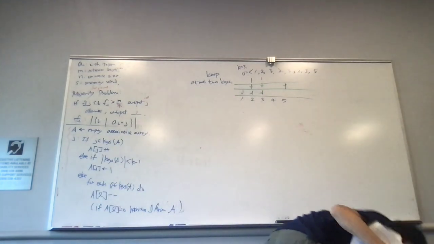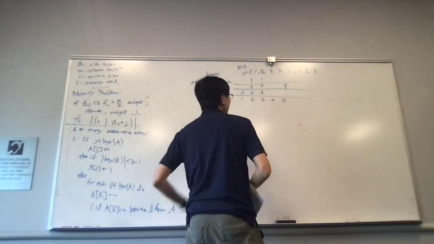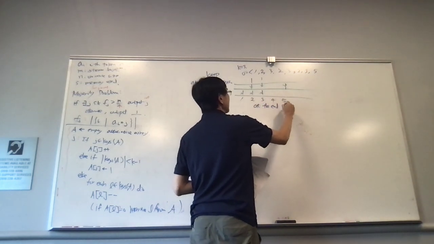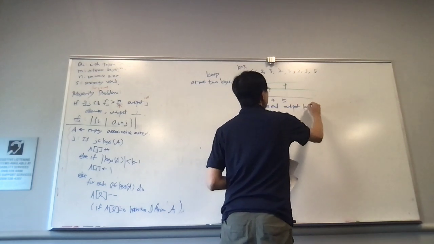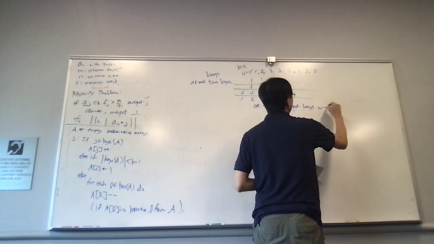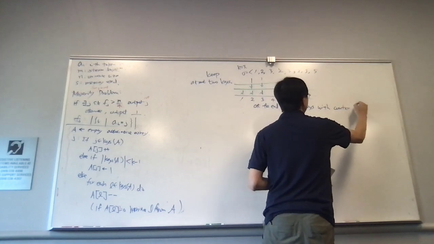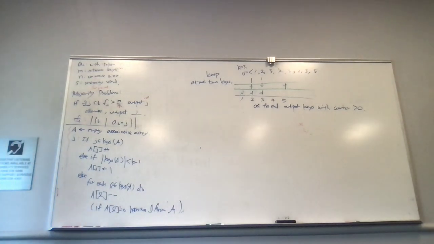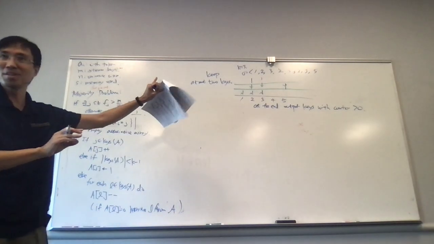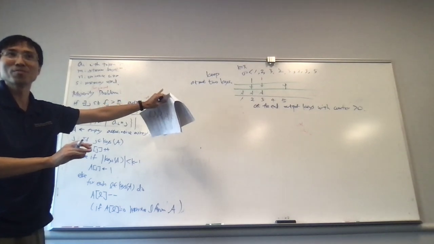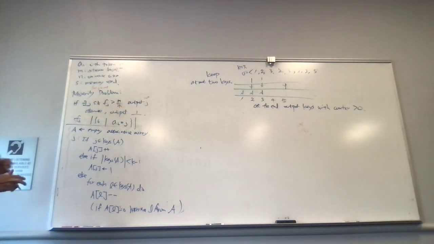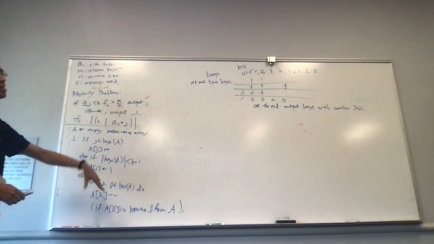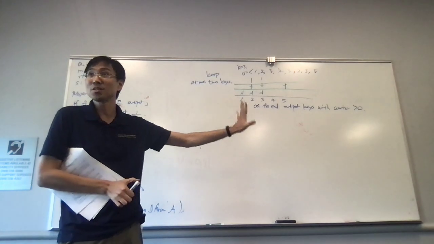So then at the end, output keys with non-zero counter. That's what this algorithm does at the high level. Okay, there are some details, but is the algorithm clear? What I'm doing here is very simple, right? Good. Let's not worry about how to implement this for now, but I'm assuming that you understand the algorithm clearly.